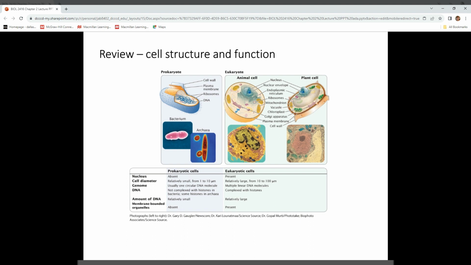So make sure that what you're seeing on this screen is familiar, that you can recall the basic structure of a prokaryote and particularly the animal and plant cell structures that are different from prokaryotes. And then read the table that shows the side-by-side comparison of some of the characteristics of prokaryotic and eukaryotic cells, just to refresh yourself a little bit.